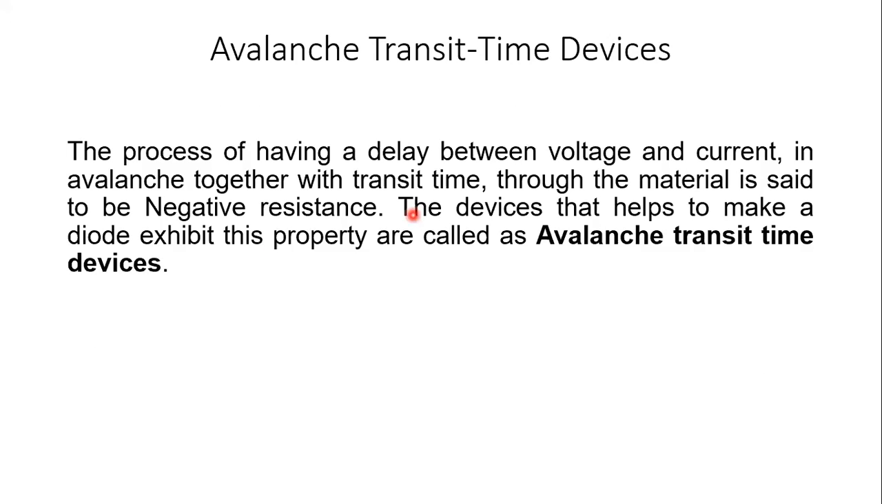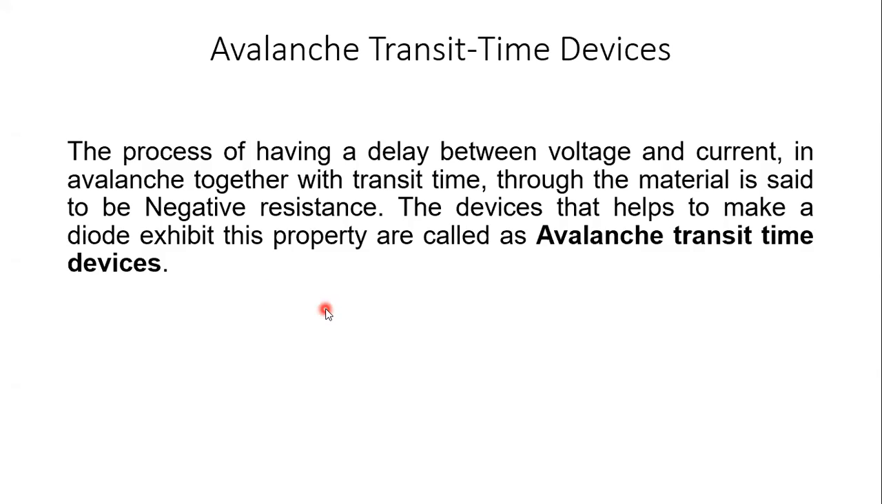Now next is what? Avalanche transit time devices. This is going to be another category of device where we have a diode that exhibits negative resistance. Let us see the concept. The process of having a delay between voltage and current. Like in the earlier case, voltage increases but the current reduces. Here also, the delay between voltage and current in avalanche together with the transit time through the material is said to be what? Negative resistance. The devices that help to make a diode exhibit this property are called avalanche transit time devices.